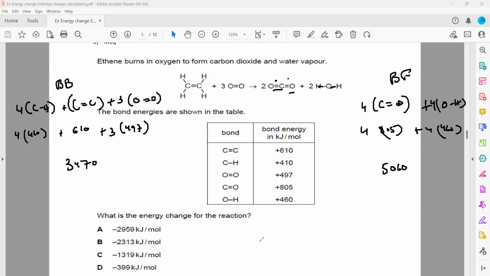Maybe you have to check the bond breaking energy. I'm using your values only. So first was 4 into 410 plus 610 plus 3 into 497. This was 3,741.